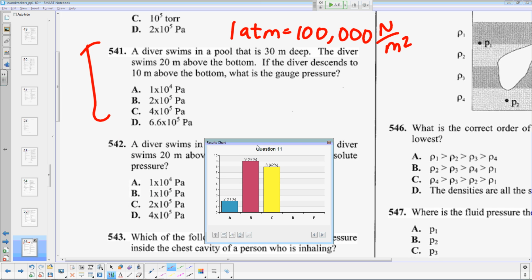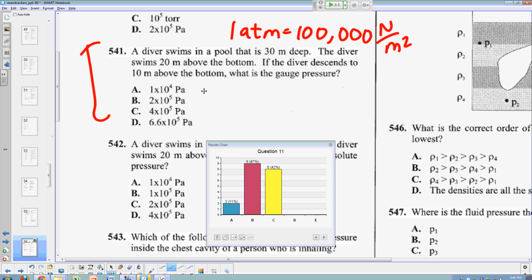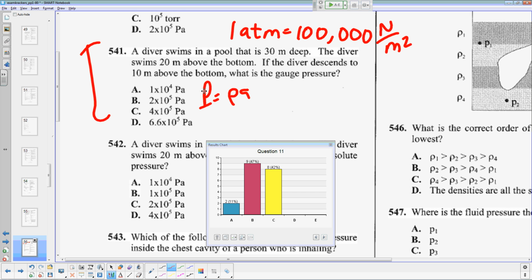All right, so here, my pressure is just equal to rho times g times h. Remember, the density of water, which is just a number you should probably know, is 1,000 kilograms per cubic meter. g is 10 meters per second squared, that's just our acceleration due to gravity. And now, what is our depth? So he's in 30 meters.